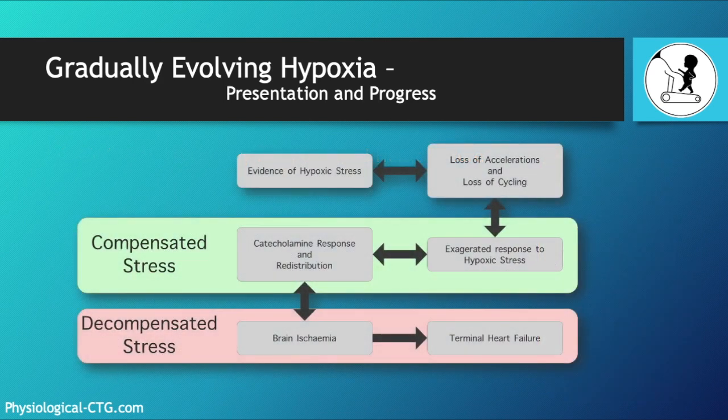As a recap, gradually evolving hypoxia starts with showing evidence of hypoxic stress, basically decelerations on the trace. As it gets worse, the baby loses cycling and reduces its activity. The decelerations start becoming deeper and wider with further progress, and then the baby starts compensating by releasing adrenaline, and the baseline goes up. Up until the release of adrenaline, this process is of worsening hypoxemia, which we said has minimal if any effect on the fetus.